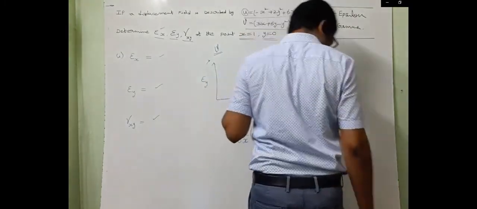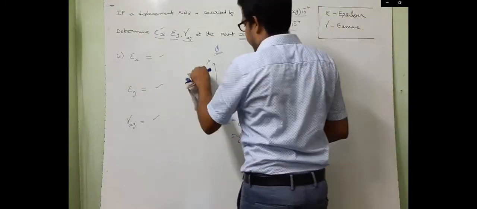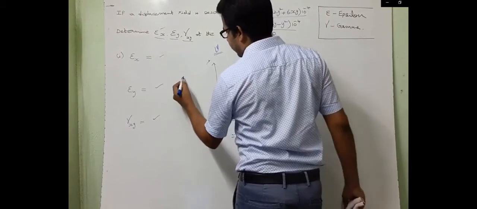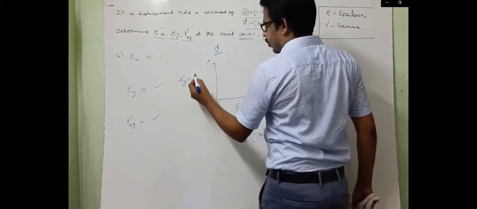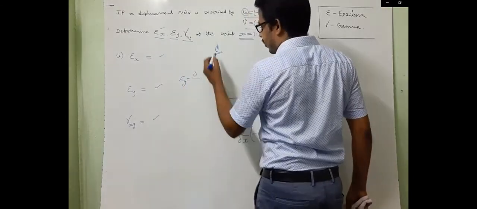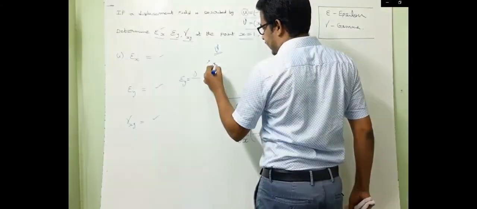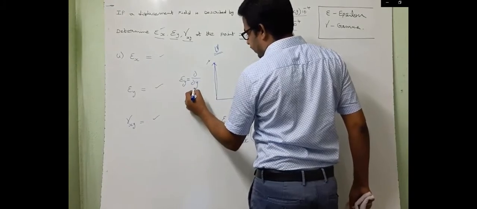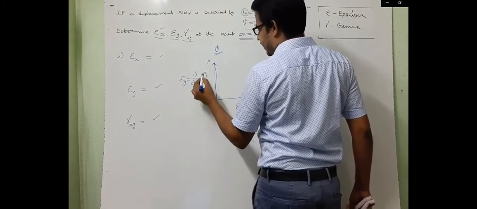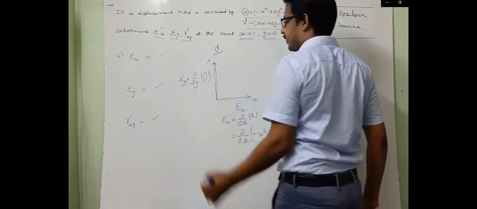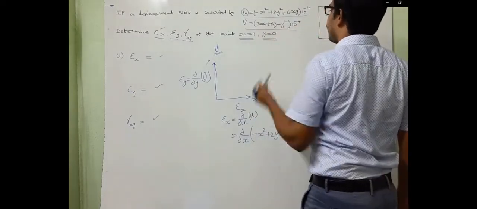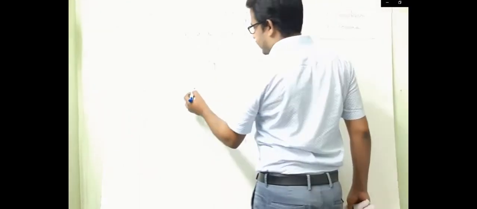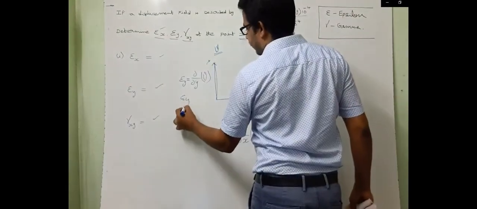So here epsilon y is equal to dou by dou y, along the y direction, into the displacement v. So what is the v value? Minus 3x plus 6y minus y square into 10 power minus 4. This is the epsilon y value.